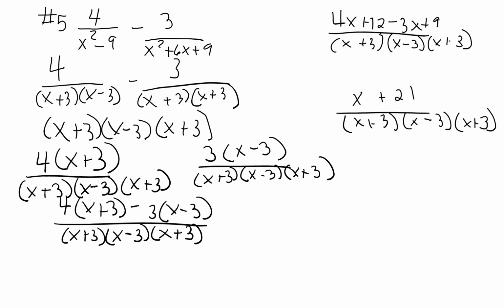And the last and final step is simplifying or reducing the rational expression to give us the answer. And when you reduce this, it will give you x plus 21 over x plus 3 squared times x minus 3.